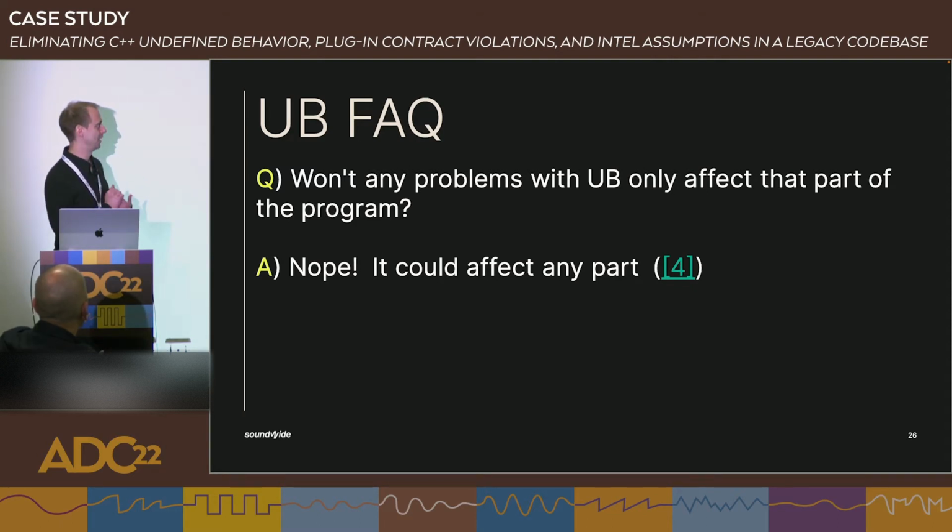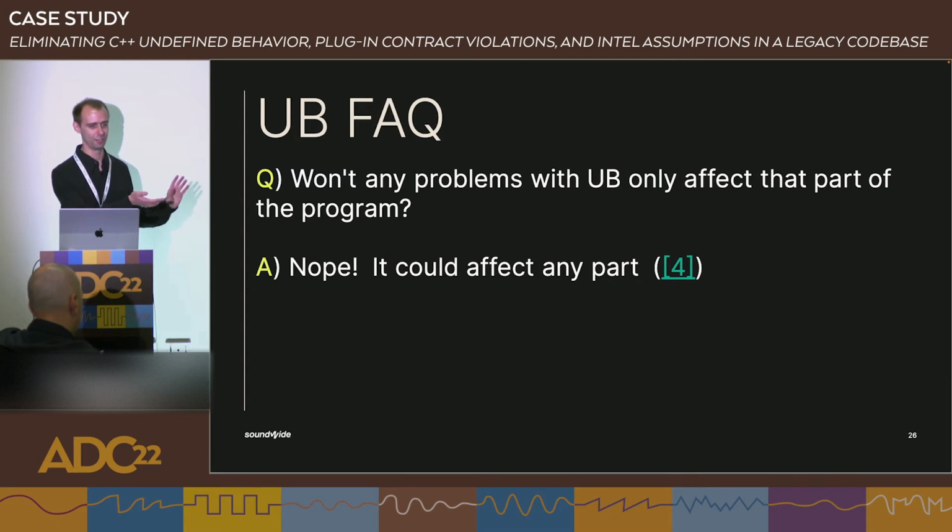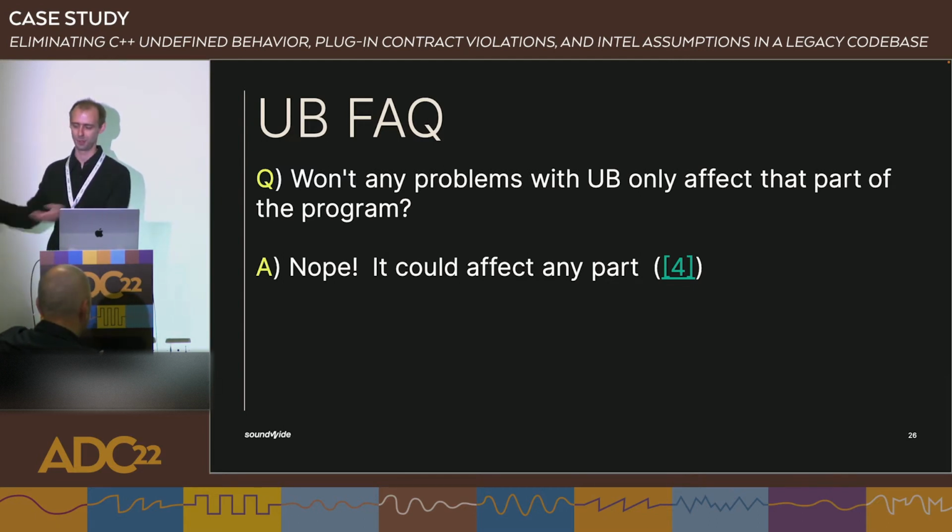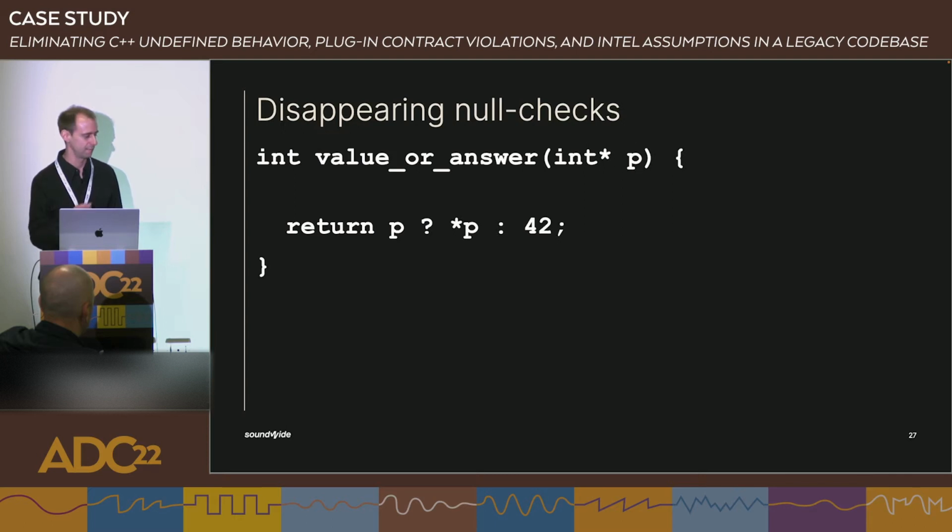And the answer is no, it could affect any part. And this is sort of the key difference between unspecified behavior, where something's going to happen but you don't know what, and undefined behavior, where your program isn't even a program and the compiler can do whatever it wants. So there's a great series of examples that I've borrowed from Raymond Chen from Microsoft that really taught me a lot about this issue.